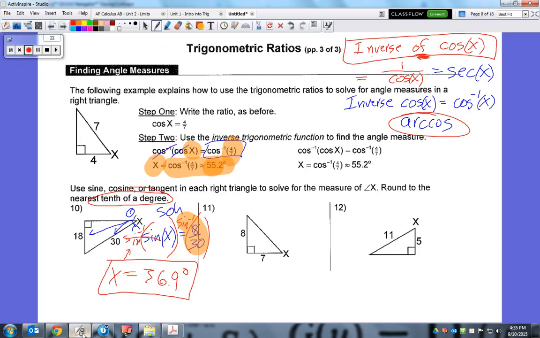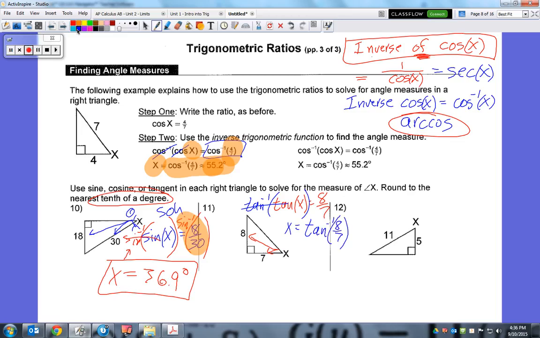It's all about what mode you're in. Okay, so let me quickly do these other two. Opposite over adjacent, that is tangent. So the tangent of x is equal to 8 over 7. That means I'm going to take the arctangent of both sides. Those cancel, and I'm left with the x. So the arctangent of 8 over 7 is my answer.